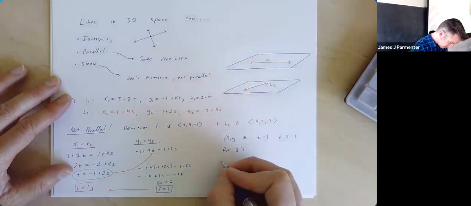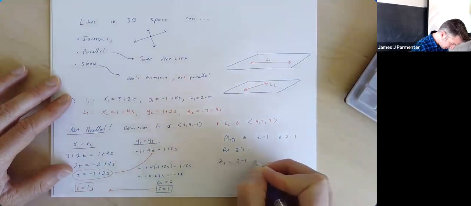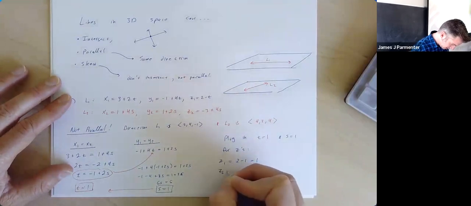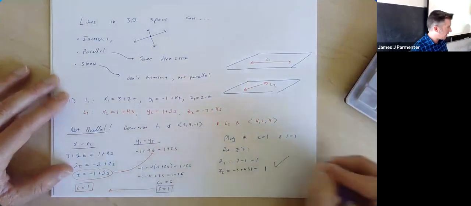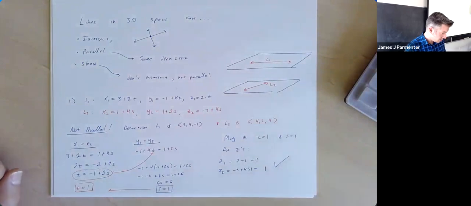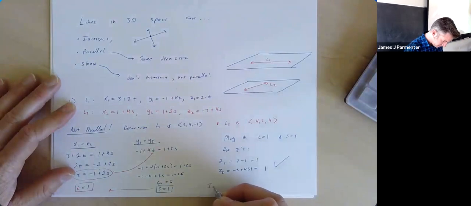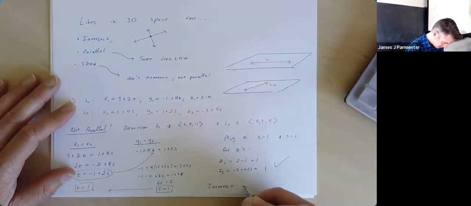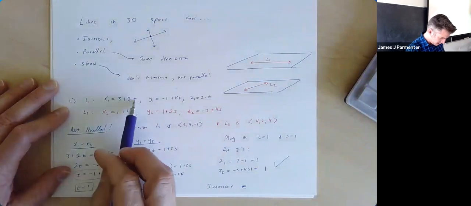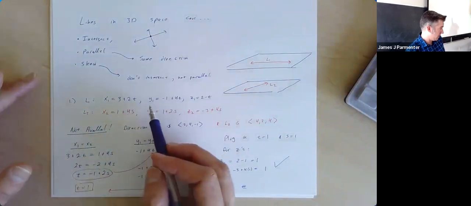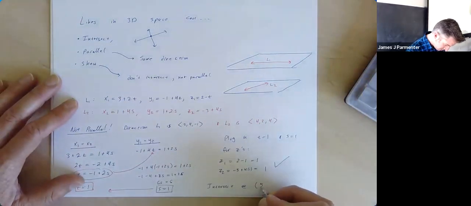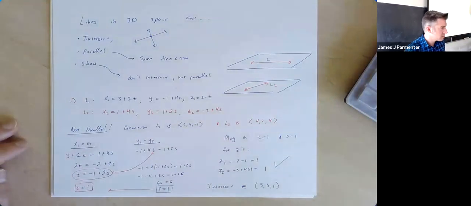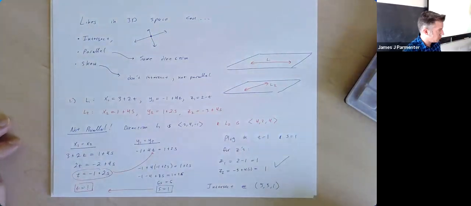And let's see what we get. So z1 is going to be 2 minus 1, which is 1. And z2 is going to be -3 plus 4 times 1, which is also 1. Checks out. So that means they do intersect. They intersect at, let's see, if I plugged in 1 for t, I get 5, 3, 1. Cool. So that is the point at which these lines intersect.